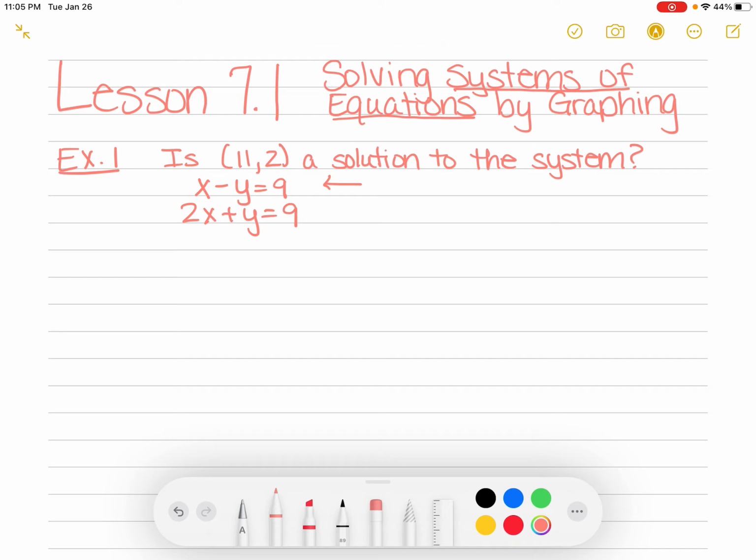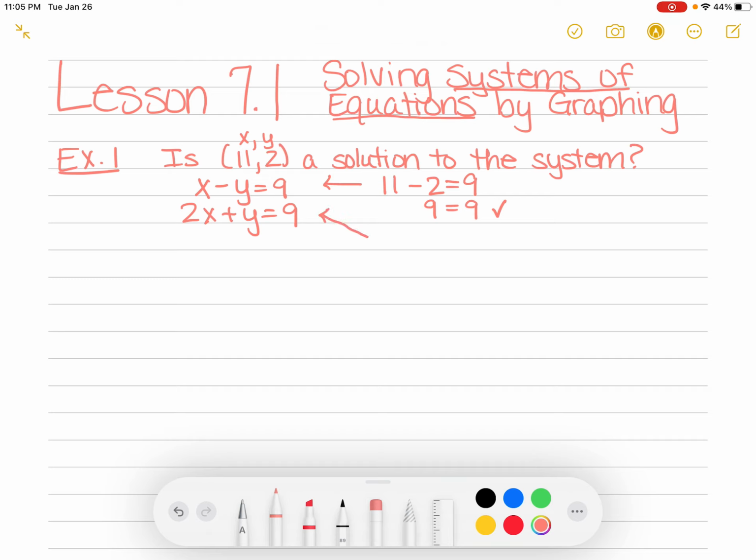Okay, so instead of x, I'm going to put 11, right? Because 11 is the x and -2 is the y. So I have 11 minus (-2) equals 9. Okay, is that true? Well, 11 minus (-2) is 13, and that does not equal 9. So the first one doesn't check. Let's try the second one.